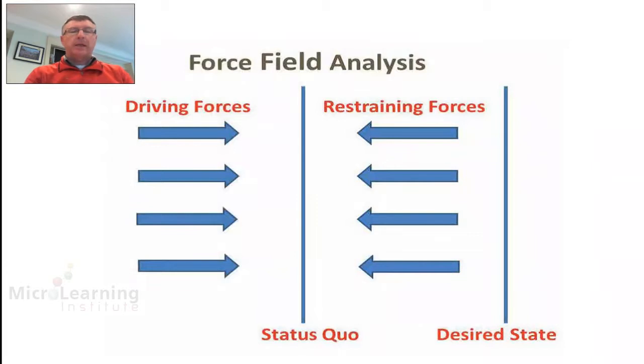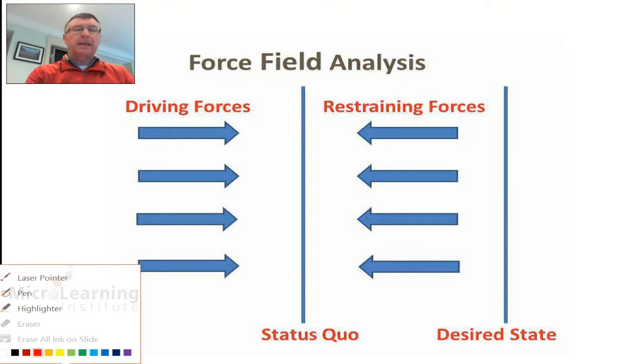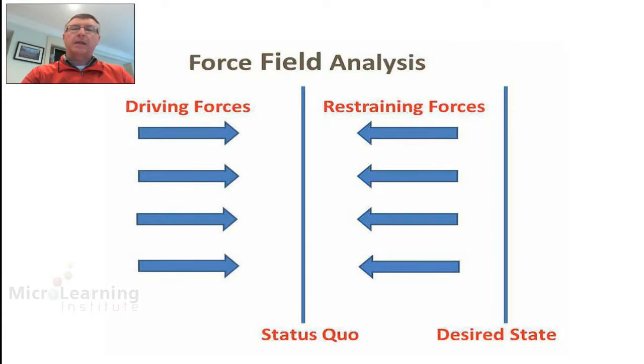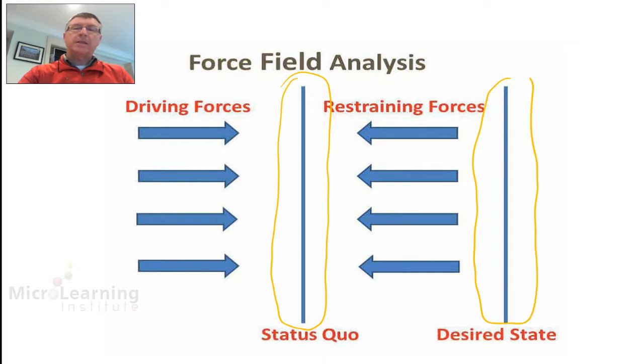So visually, Lewin's force field analysis is often presented like this. And on this diagram we see that this is where we're at right now. So this is where the organization is right now. So this is the status quo. But over here, this is where the organization wants to be.